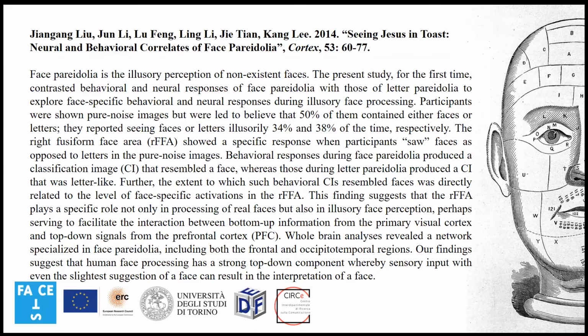This article claims, and it is already an old article published in 2014, that face pareidolia is the illusory perception of non-existent faces, and this illusory perception is actually rooted in the brain, and in particular in an area of the brain which is called the right fusiform face area, which is the area that compels us to recognize faces, even if faces are not there, even if just visual configurations that are similar to faces are in the environment.